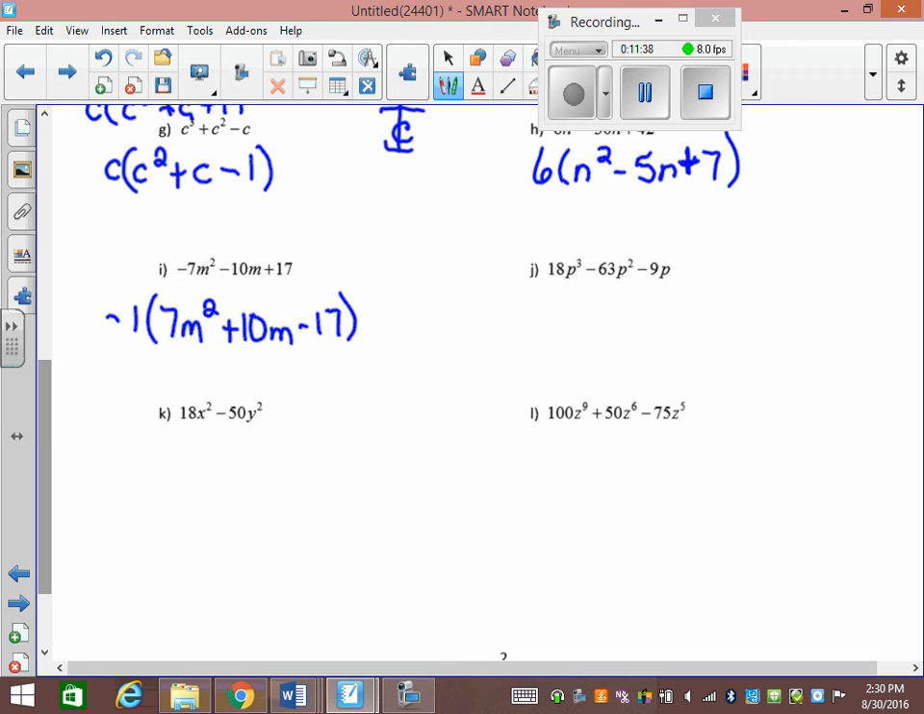18p cubed minus 63p squared minus 9p, I can take out a 3. Okay. So we can take out a 3p. 18p cubed. Take out a 3p. You're left with 18 divided by 3, which is 6. P cubed, take away a p and p squared. Minus 63 divided by 3 is 21. P squared, take away a p is a p. Minus 9, negative 9 divided by 3 is negative 3. P divided by P is 1. So the 1 really only needs to be represented if whatever's behind the minus or plus sign cancels to zero.